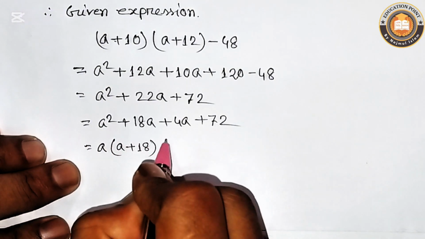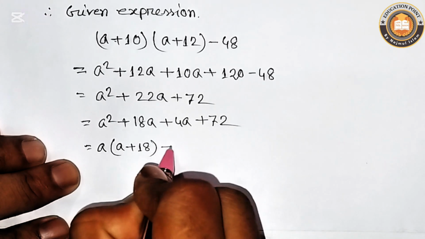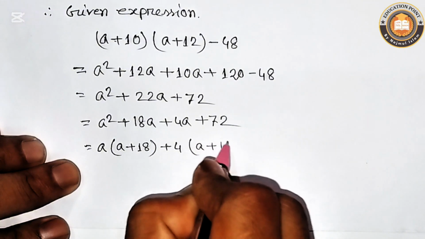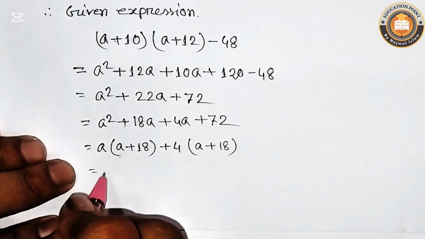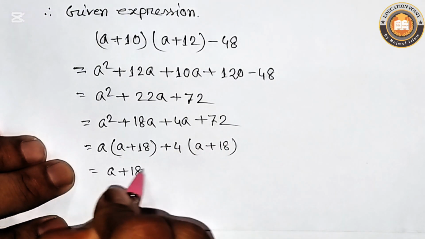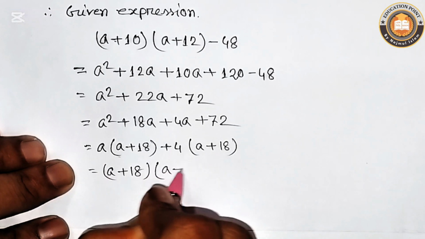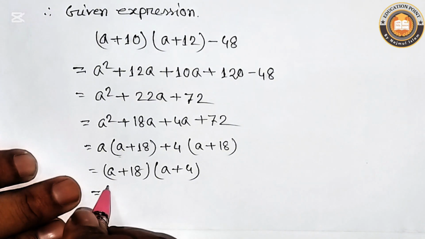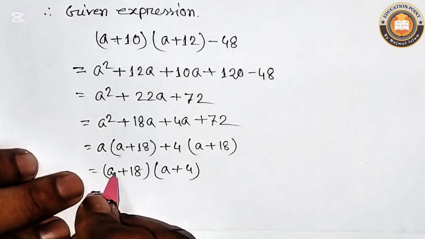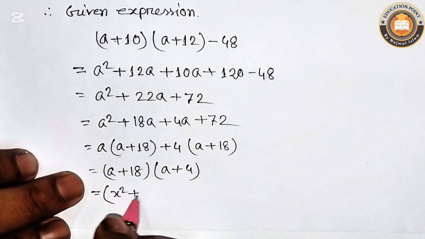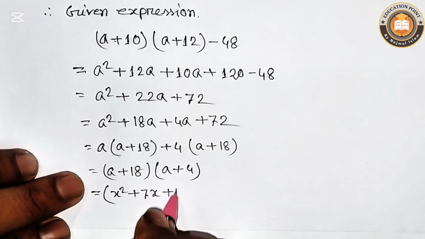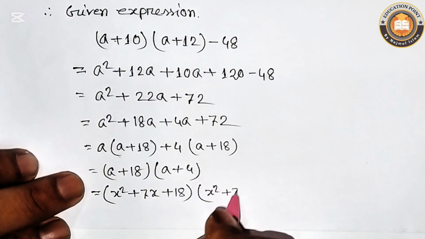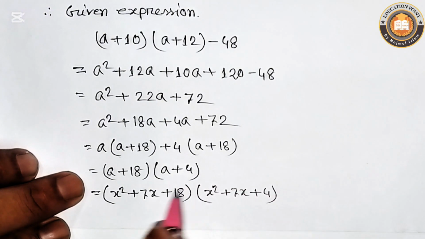Then the next two terms, here common value is plus 4. After taking common value we can write a plus 18. This expression common value is a plus 18. Then we can write a plus 4. Now putting the value of a here, value of a is x square plus 7x, then plus 18 into x square plus 7x plus 4.